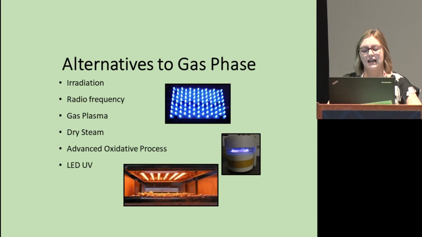There are many alternatives to the gas-phase chemicals we discussed, and those include irradiation, radiofrequency, gas plasma, dry steam, advanced oxidative process, which Nita talked about, and LED UV. I'll be going through some different examples and how they can be used in low moisture product environments.